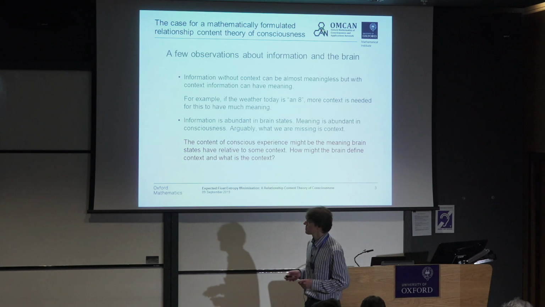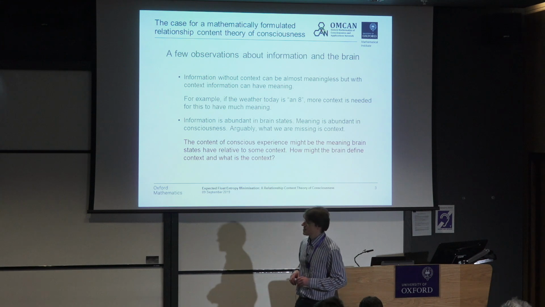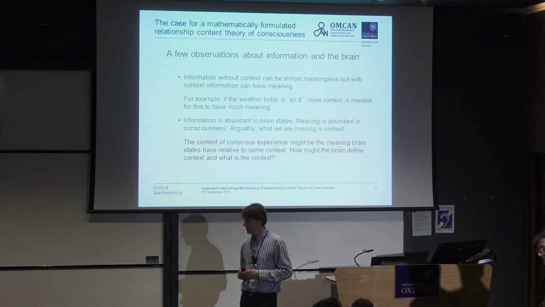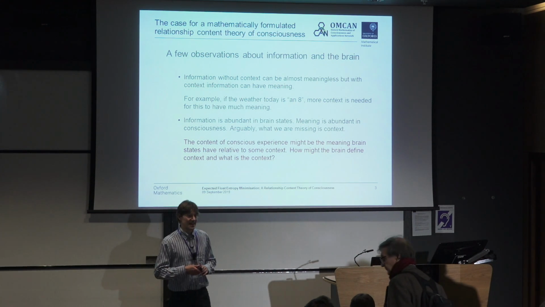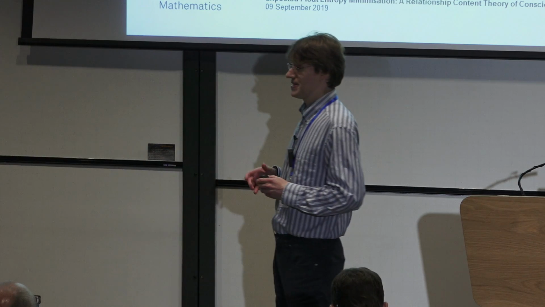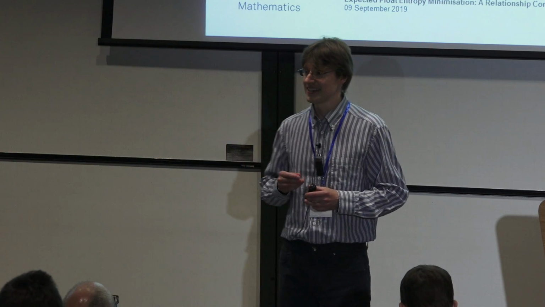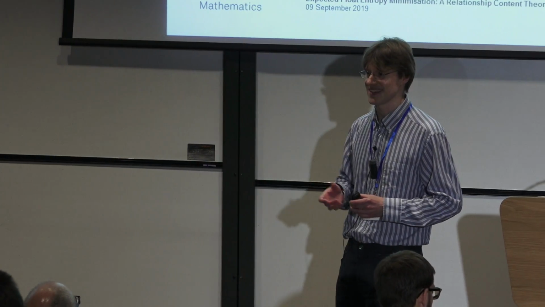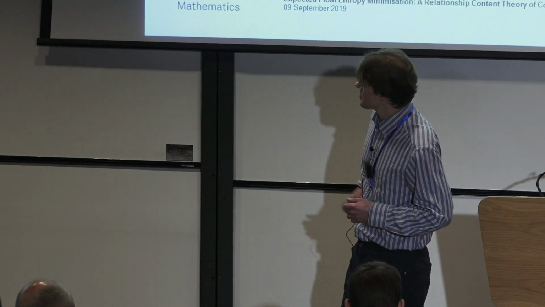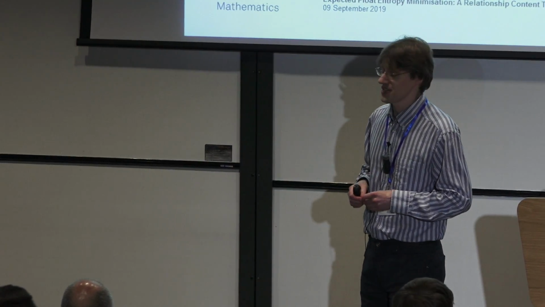So to start with, just a few observations about information and the brain. Information on its own usually doesn't have a lot of meaning to it. For example, if I ring up my friend in Australia and my friend says to me, the weather today is an 8, that doesn't really mean very much to me. But if I know in advance that it's from 1 to 10 and 10 is a really lovely day, then suddenly that bit of information means something. It means it's a pretty good day today. So arguably, you need to have context in order for information to acquire meaning.